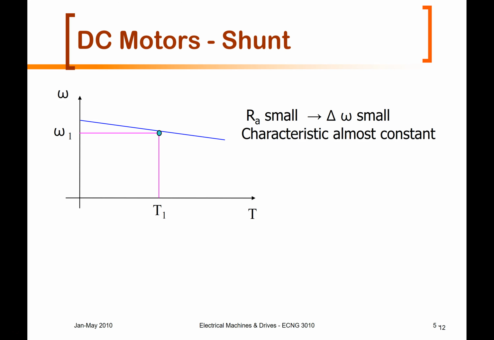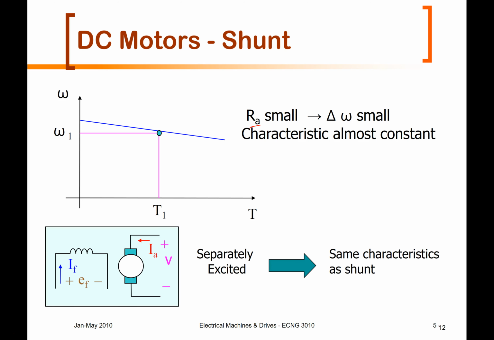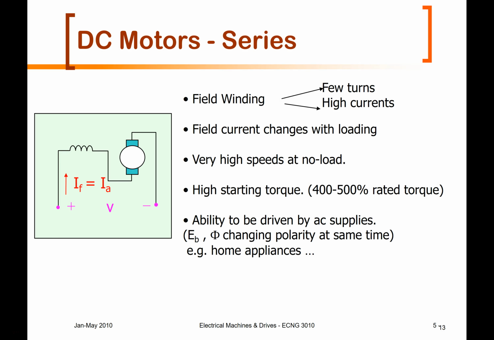And here, when you have a small RA, as I mentioned before, you're going to have a very small speed deviation with changes in torque. In fact, it's almost constant. So this is the same as I mentioned before for the separately excited machine.